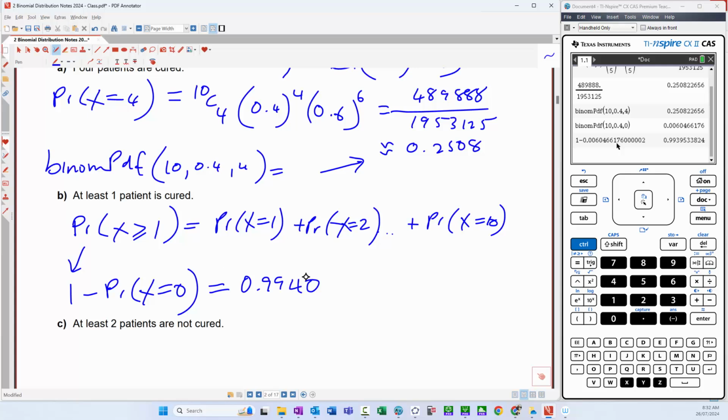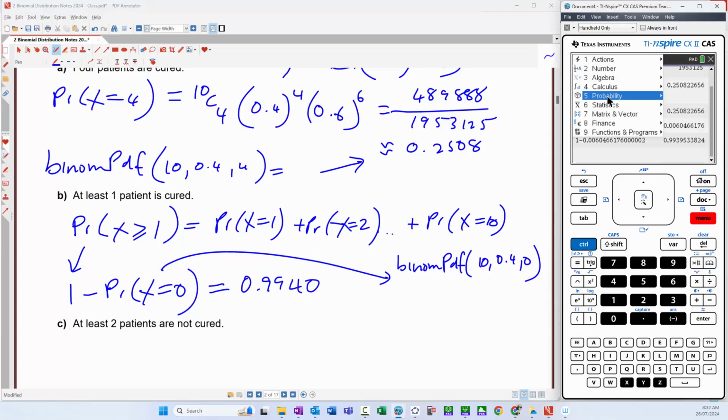Now I'm going to show you another way. Make note, please, of the things that we've done to work things out. So this is binom PDF 10, 0.40. Now we could quite easily do this with the calculator as well.